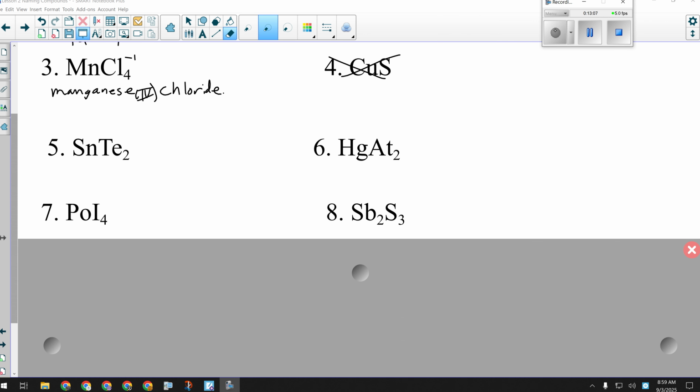Okay, so for number 5 here, what does Sn stand for? Tin. Okay, yeah, it's tin, right? Sn is tin. It's a weird one. It's just one of those Latin ones. Okay, so we have tin, and it's with telluride.